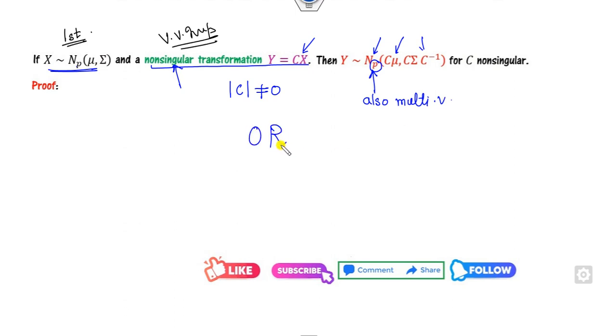Or you can also read this statement like here: if x follows the multivariate normal distribution and C is any non-singular p cross p matrix, then Cx will follow this distribution.